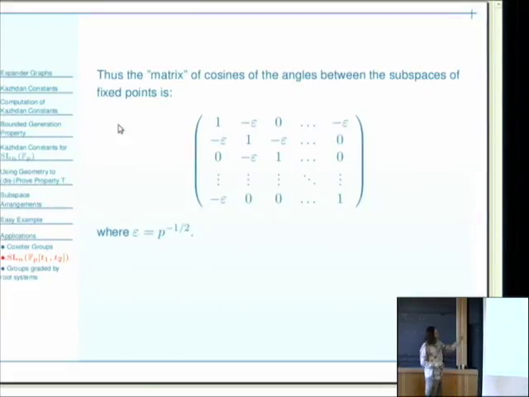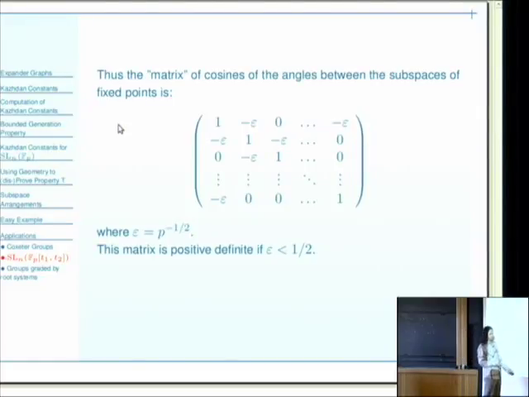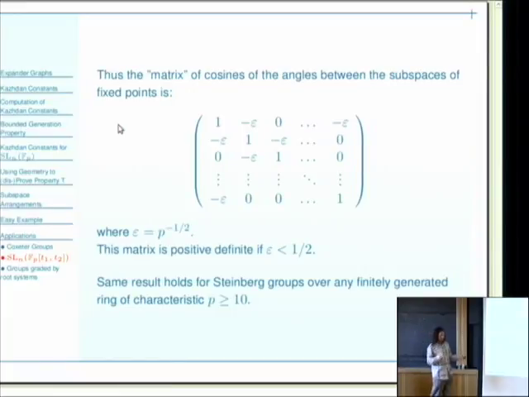So what do you get? You get a matrix which is ones on the diagonal, minus epsilons on the two diagonals next to it, and something in the corner, where epsilon is 1 over square root of p. And you open the big books and say, okay, what is the spectral gap, the smallest eigenvalue for this matrix? It's like 1 minus 2 epsilon, and the matrix is positive definite if p is more than 4.